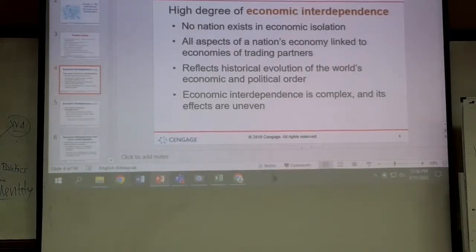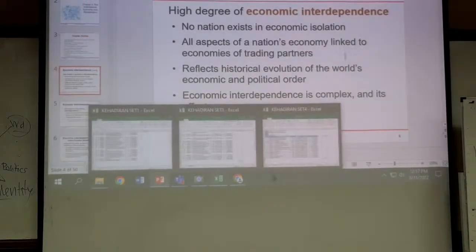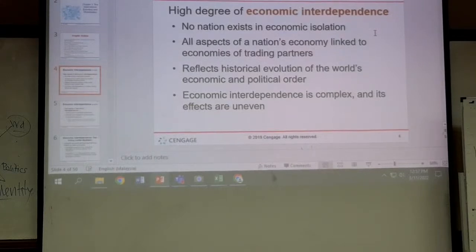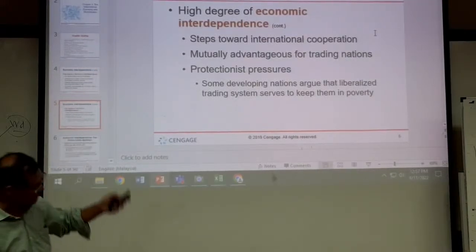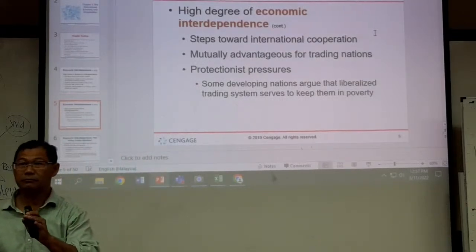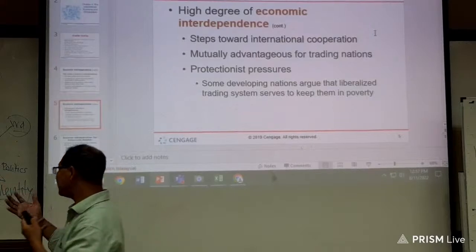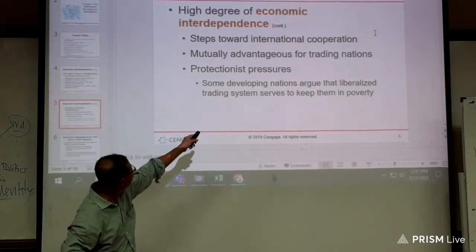Okay, now, high degree of economic interdependence. No nation with economic independence is complex and is uneven, effects are uneven. Some countries become rich, some countries not rich, uneven. Who control? Not even, okay? High degree of steps toward international cooperation, mutually advantageous for trading nations, protectionist pressures. As a result of this globalization also, people started to do this reaction. So to protect, see, protectionist pressure.